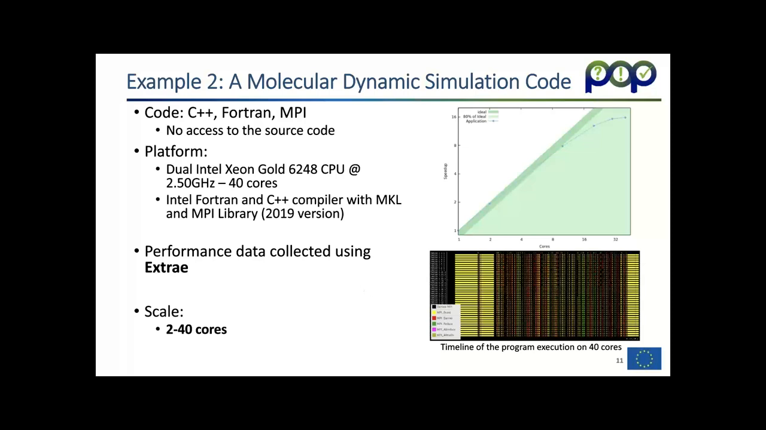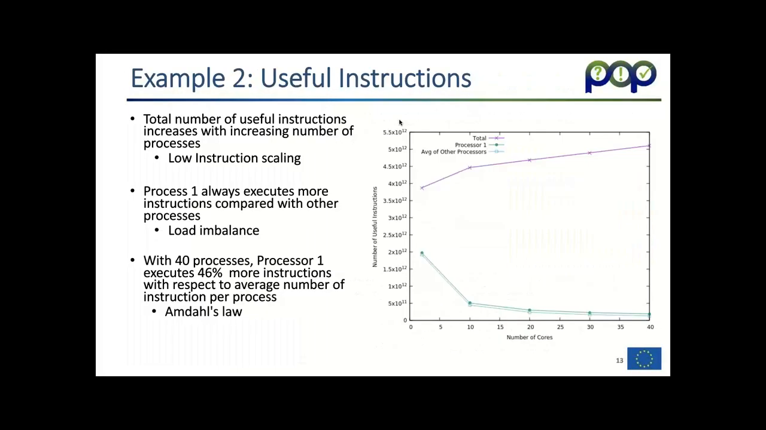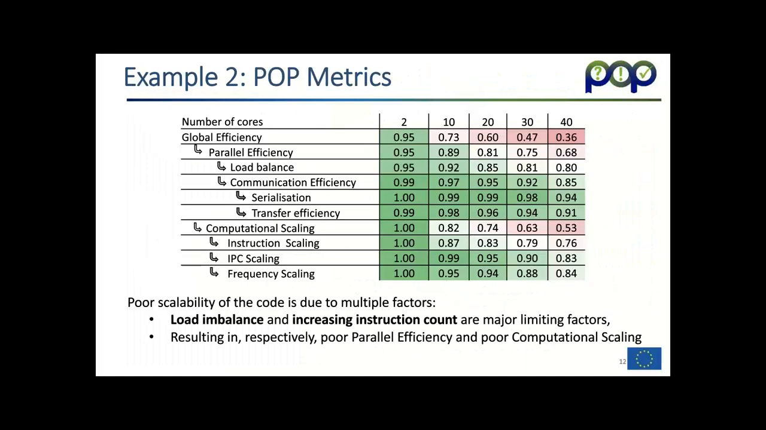So, as I said, we calculate these POP metrics. Here are the POP metrics for this particular case. And this is a table. Each column will be a different number of cores, ranging from 2 to 40 cores. And then each row will be one of the metrics, and we've arranged them here in the same hierarchy. Green colors mean the value is good. Values should be between 0 and 1, and if they are higher, they are good. Red values are bad.